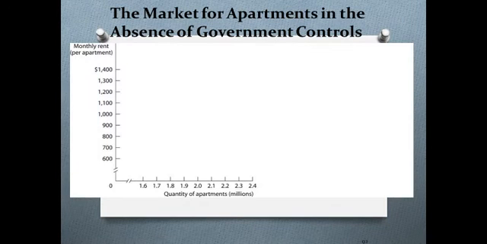Okay, so let's look at a scenario. The market for apartments in the absence of government controls. So this is when the market is fully in control. There is no government intervention. It's just the market doing its thing, okay?